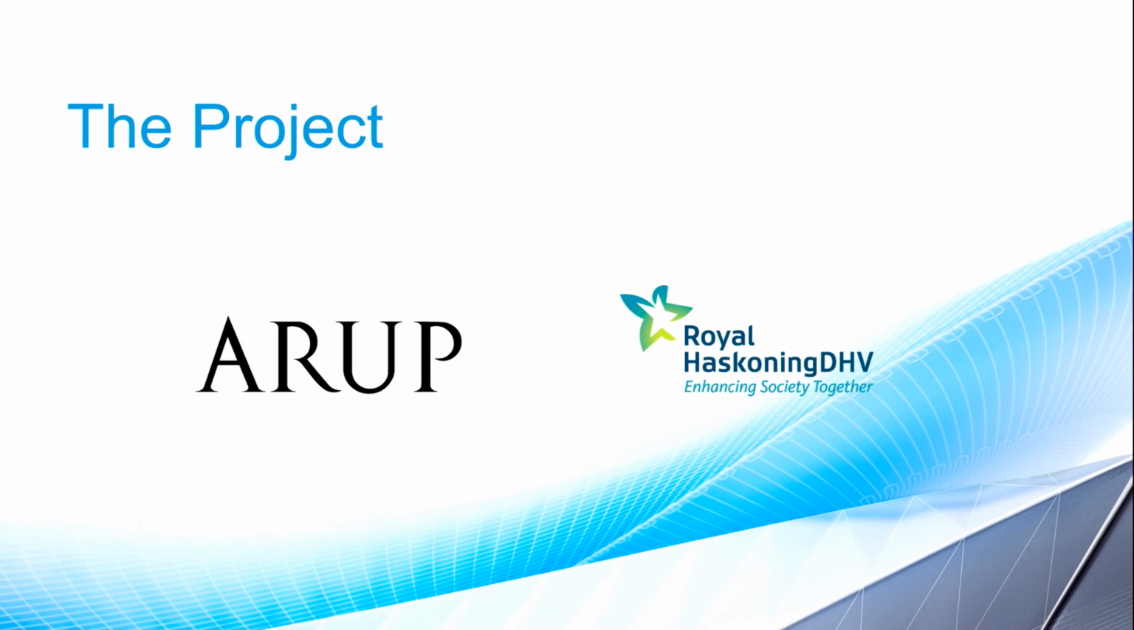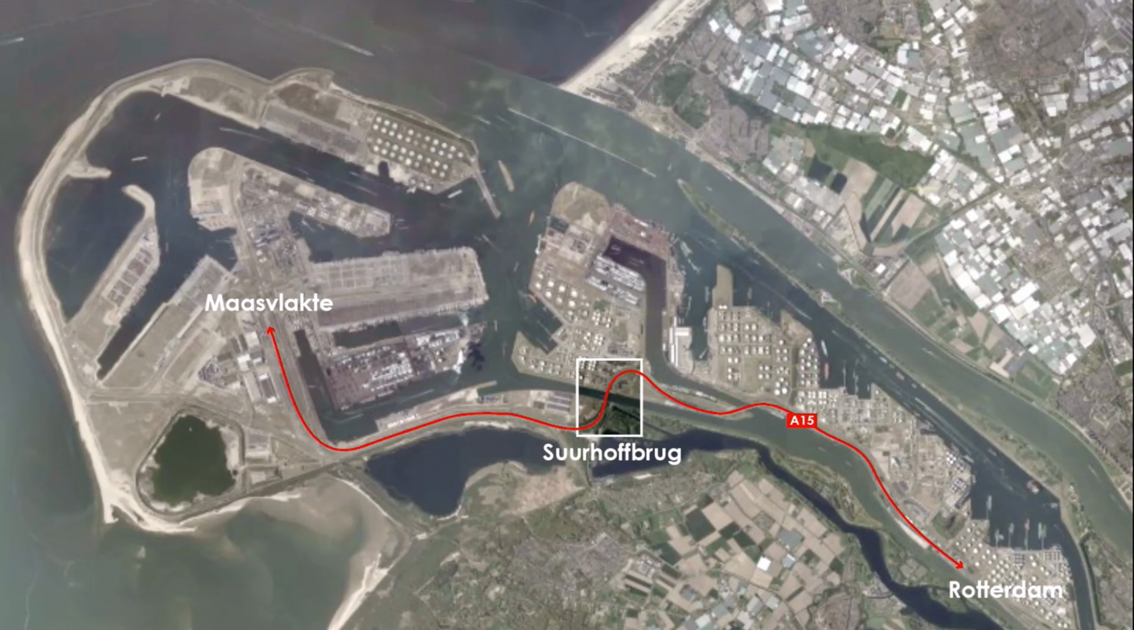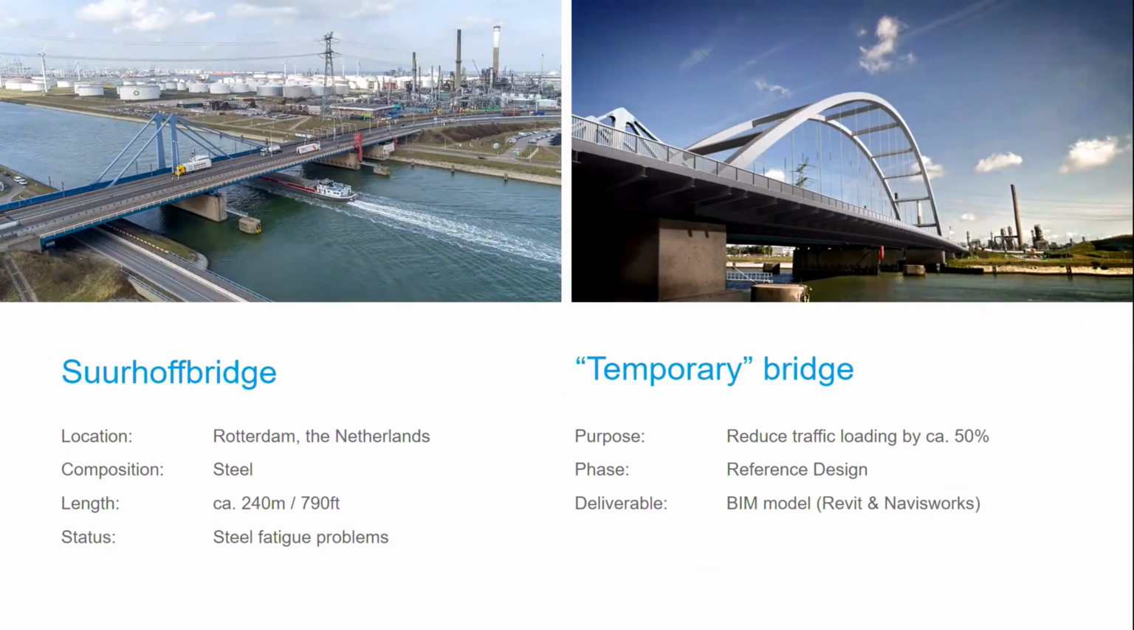Now a little bit about the project. This project was a JV between Arab and Royal Haskoning. Haskoning was responsible for the highways design, where Arab was responsible for the bridge design. The bridge is located in the A15, also close to Rotterdam. It spans a canal which is connected to the North Sea. On the top left corner you can see the current bridge, the existing one. It's a railway bridge combined with a highways bridge.